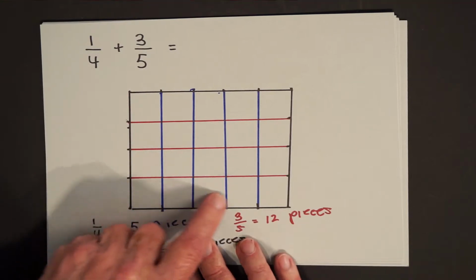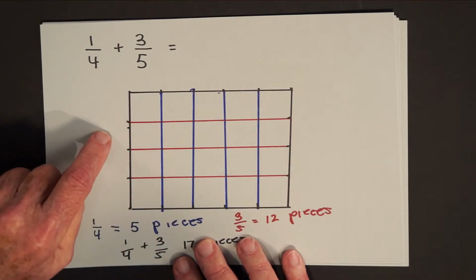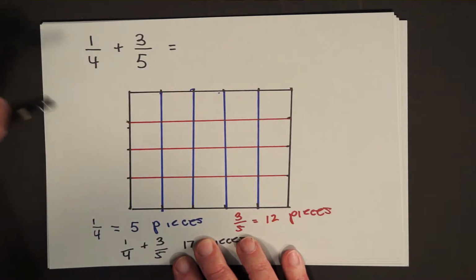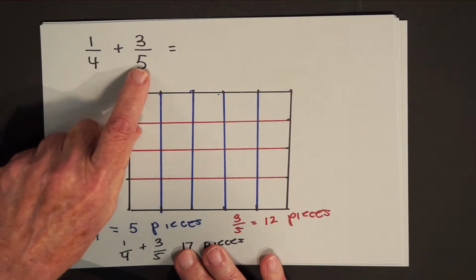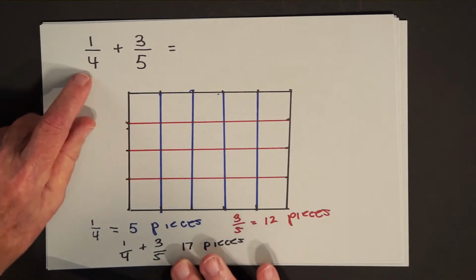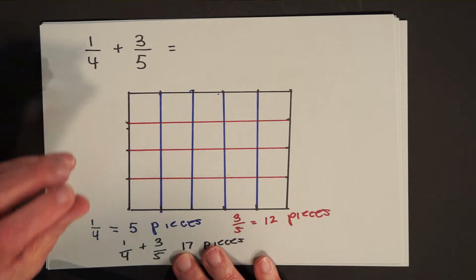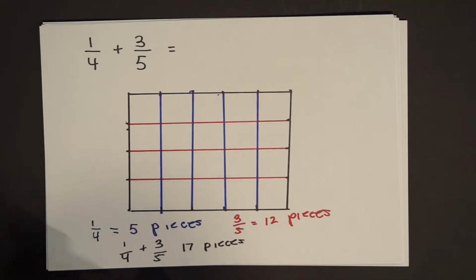So what do I have all together? You could count these, but isn't it rather clear that I have a 4 by 5 rectangle, which means I have 20 pieces altogether? How did I get to 20? I found a common denomination, 4 times 5. In other words, to be able to divide something by 4 and by 5, just make sure it's divisible by 20.